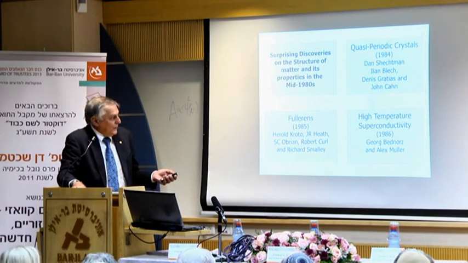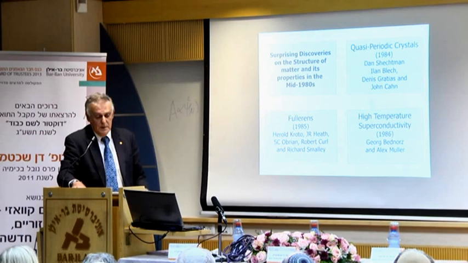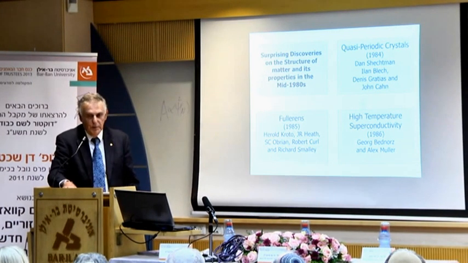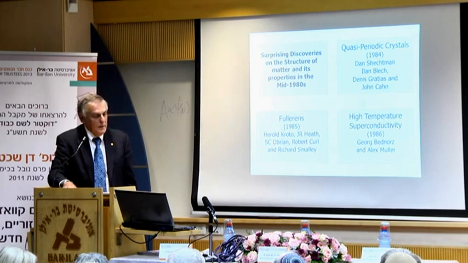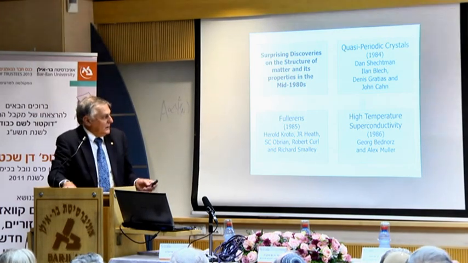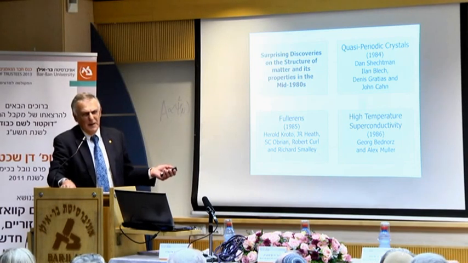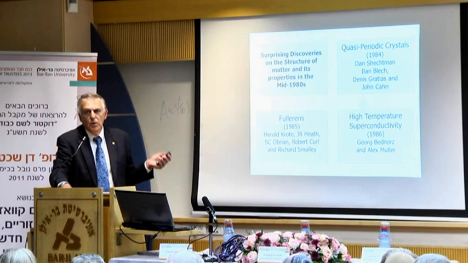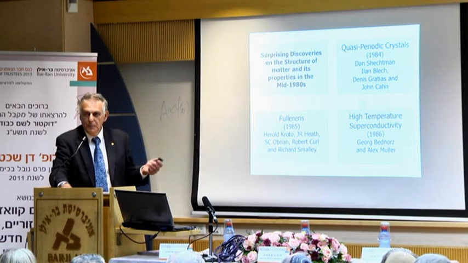The year before, when fullerenes were discovered, fullerenes are just another way in which a single layer of graphite can fold to form a ball. These are fullerenes, named after Buckminster Fuller, a famous architect. They're also called buckyballs, again, after Buckminster Fuller, the architect. And when fullerenes were discovered, and they really started the field of nanomaterials, there was no objection to the discovery. Everybody was happy.